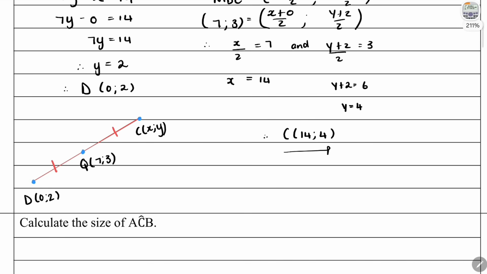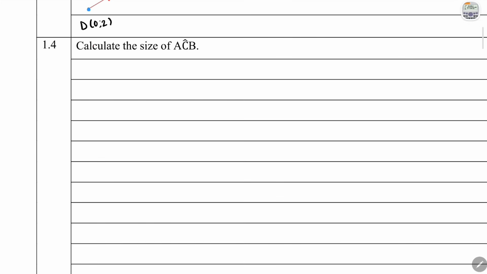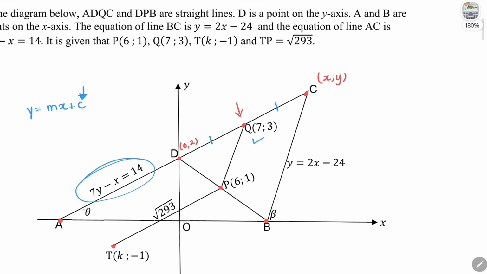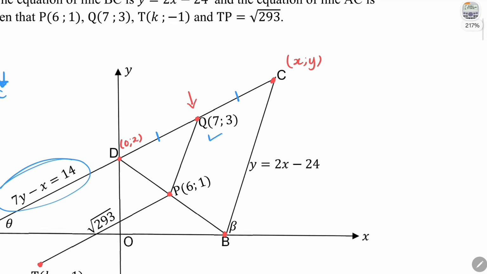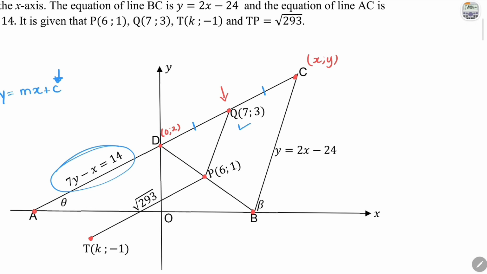Okay, moving on to the next question. Question 1.4 says, calculate the size of angle ACB. Let's see what that looks like. So ACB is this angle over here. How do we find that? Well, do you see that it's created using lines with equations that we have, or at least the gradients. We will specifically use their gradients.